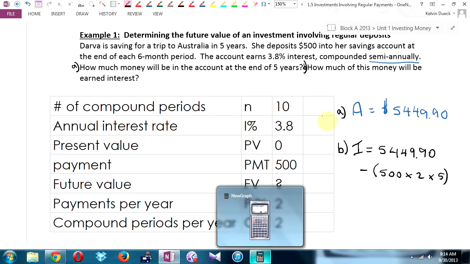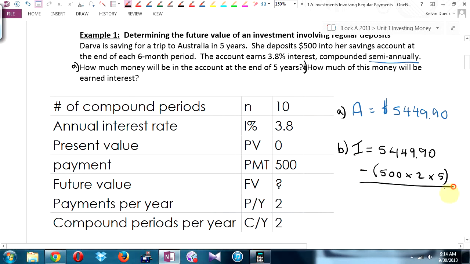So it's $5,449.90 minus 5,000. And if you couldn't do it in your head, you could just do it on your calculator. At least most of us could. $449.90. That's the interest. Is that okay?